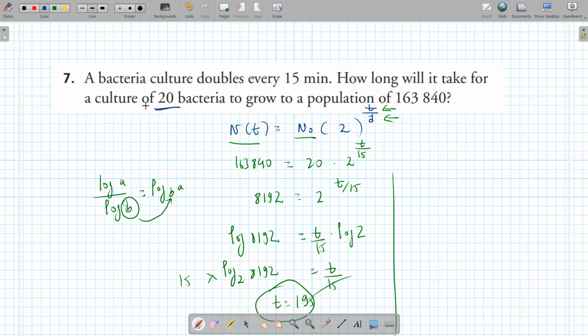So look at this. You start out with 20, right? In a little over 3 hours, you have nearing 200,000. So look at how fast they grow. In the course of a day or two, you'll have millions and billions.